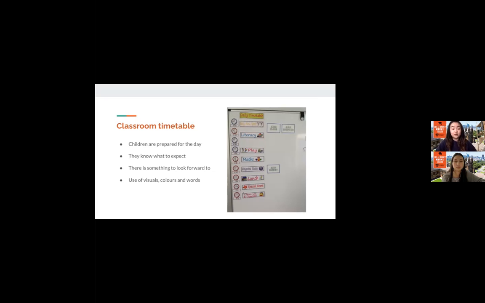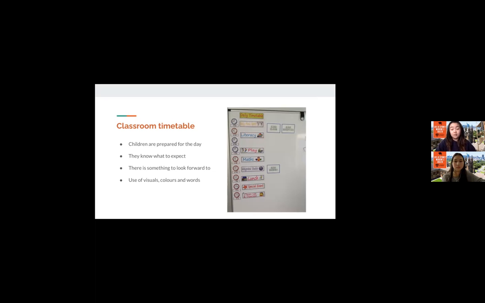It's also a really good way to settle into the day where children can feel prepared and know what to expect during the day. Children might have a favourite subject or lunchtime to look forward to help keep them motivated. It also helps children to transition between tasks if they know what's going to happen next. This can help with behavioural issues.